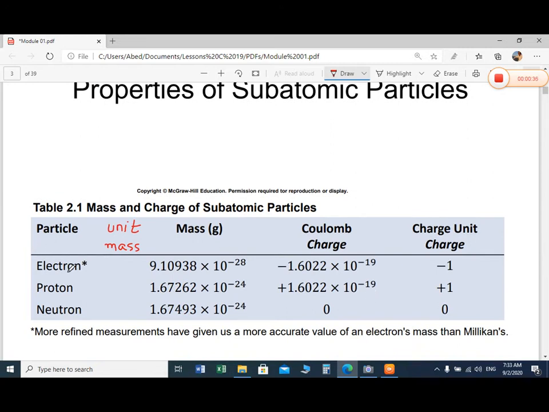electron, proton and neutron. The mass of the electron is given in grams here, that is for your information, but we will use the mass in unit mass. For us, the mass of the electron is almost 0 and the mass of the proton is 1. Similarly, the mass of the neutron is also 1.